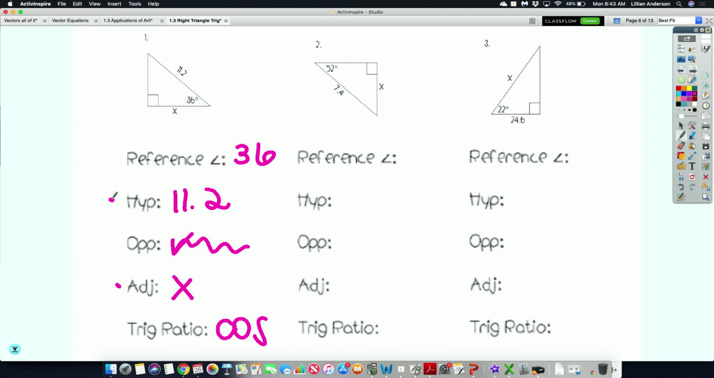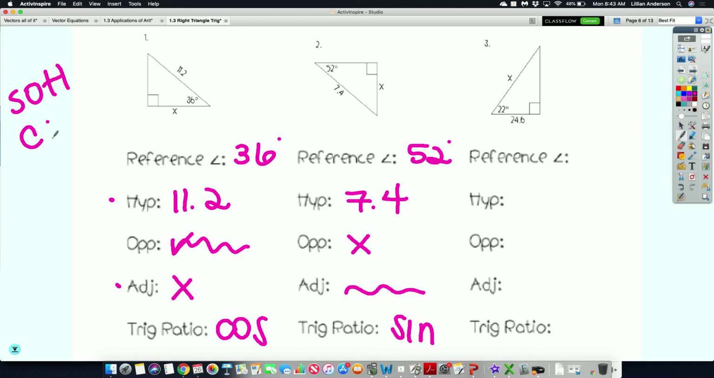Here, my reference angle is 52 degrees. That is my acute angle. My hypotenuse, which you guys labeled, was 7.4. X was my opposite, and nothing was labeled for my adjacent. So which trig function has opposite and hypotenuse in it? It is sine. Okay? Remember, it is SOHCAHTOA. We want to use the trig function that has whichever side lengths that we label. So O and H would be sine.